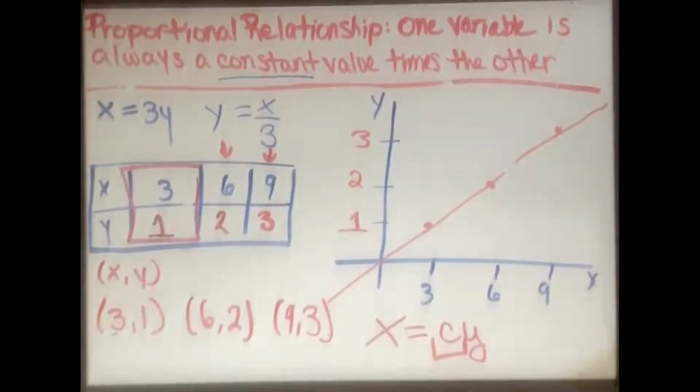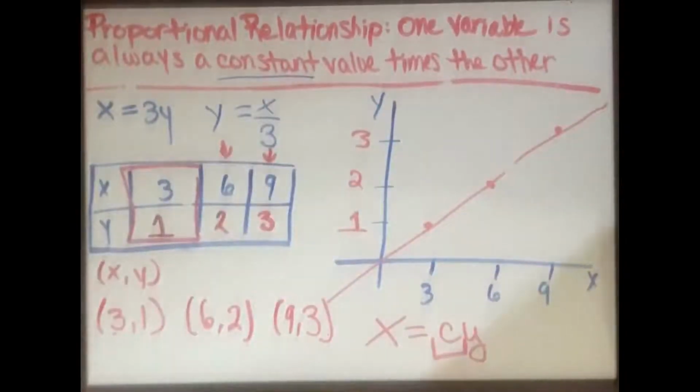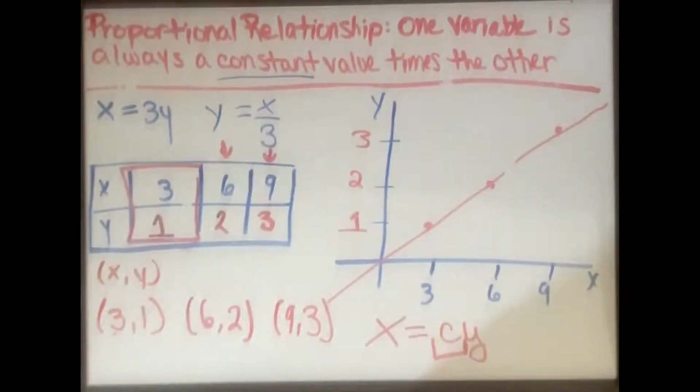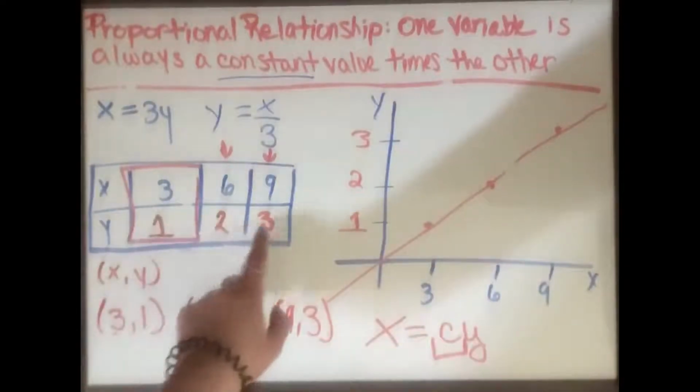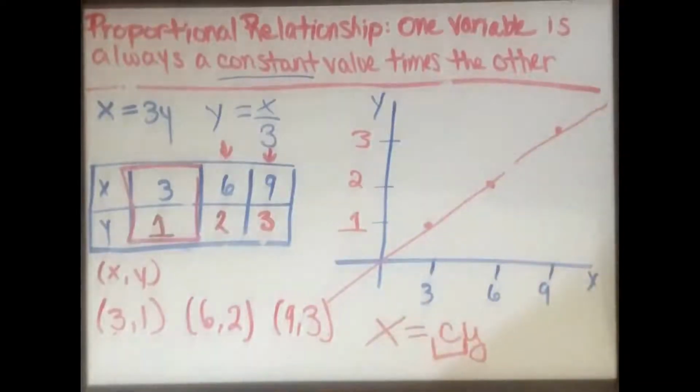Okay, so here's where we left off last time. Let's remind ourselves what a proportional relationship is. A proportional relationship is one where one variable is always a constant value times the other. So last time we had the equation x equals 3y, or y equals x over 3. We set values of x equals 3, 6, 9, and solved for y. So we found y equals 1, 2, 3. We turned these into coordinates and graphed them on the coordinate plane here. And we had our equation x equals c times y.